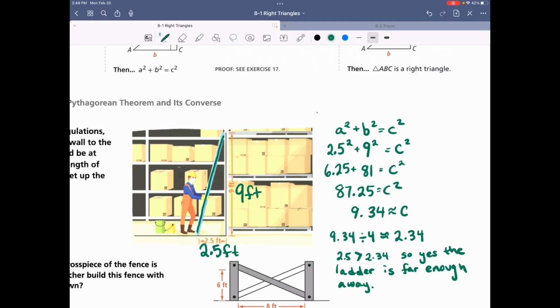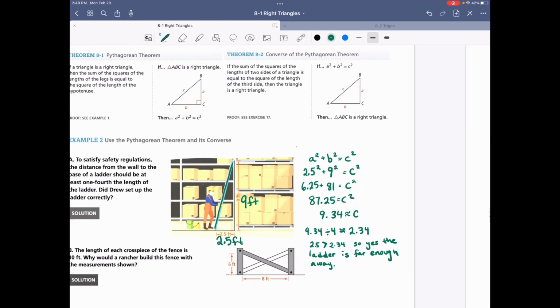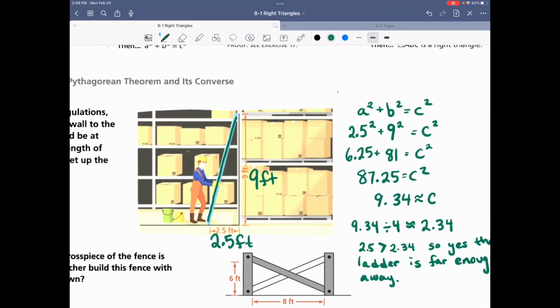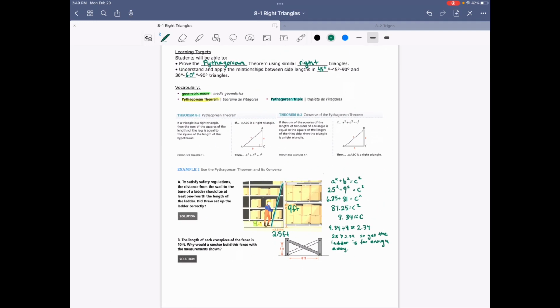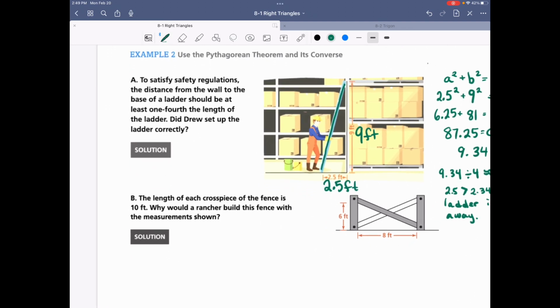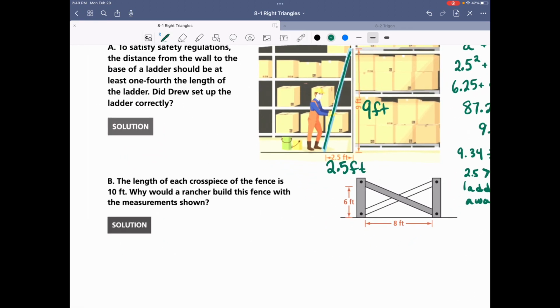And that's important because you don't want to fall off of a ladder, and so making sure that the base of it is at least 1/4 of the length of the ladder away from the wall. It's a good thing to know. And we use the Pythagorean theorem in building a lot. All right, moving on. If you didn't quite catch that, you can fast forward or rewatch the video, rewind it, and pause it.